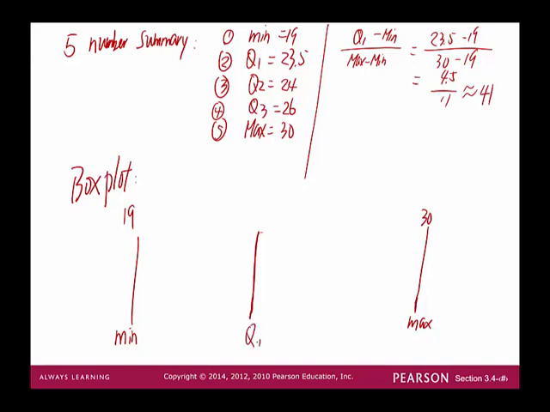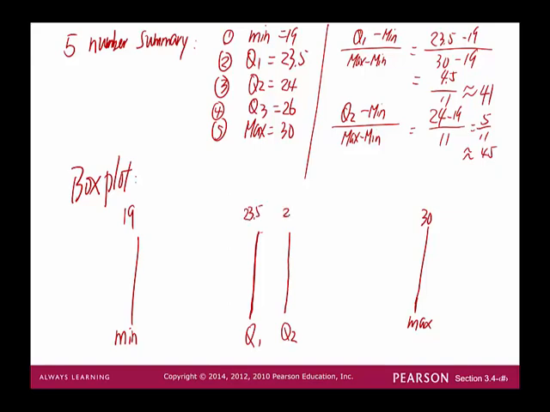Okay, 40% approximately. Now similarly, you divide quartile 2 minus minimum over maximum minus minimum. So it's going to be 24 minus 19 over 11. So it's 5 over 11. And that's 45% approximately. So that means they are very close. 45 is very close. So quartile 1 should be somewhere here. 23.5. This is 24. Okay.